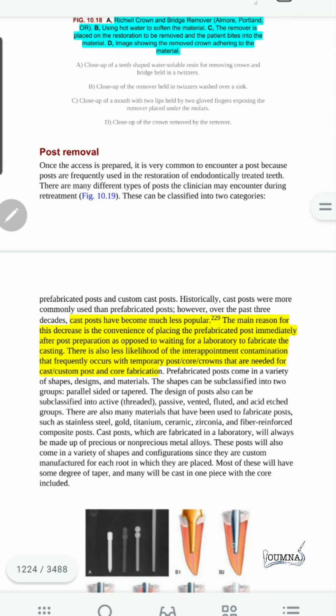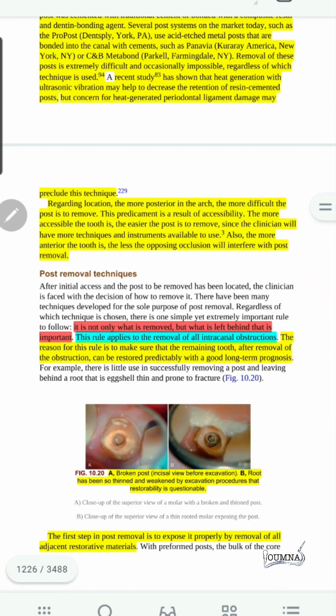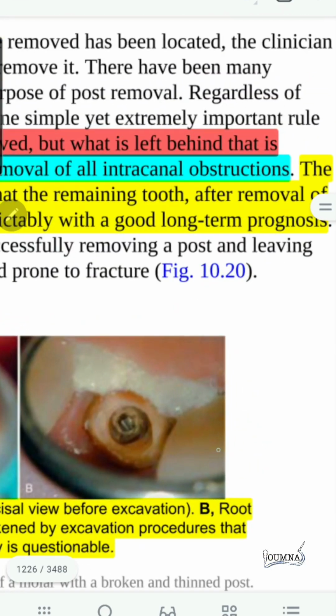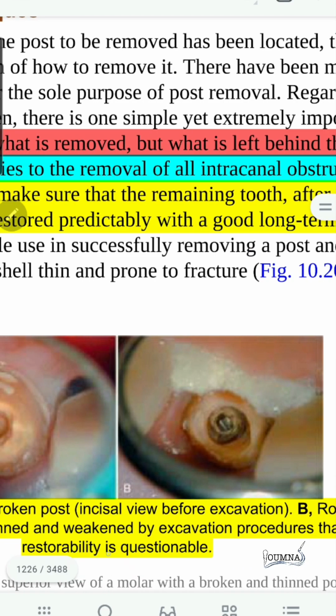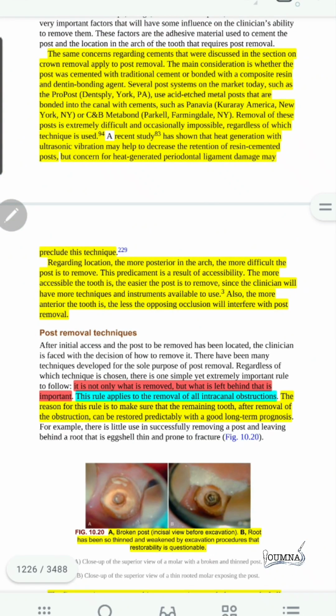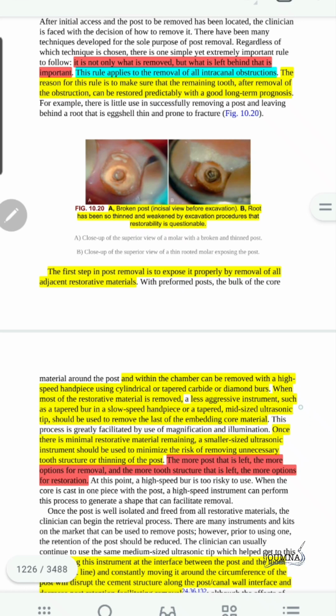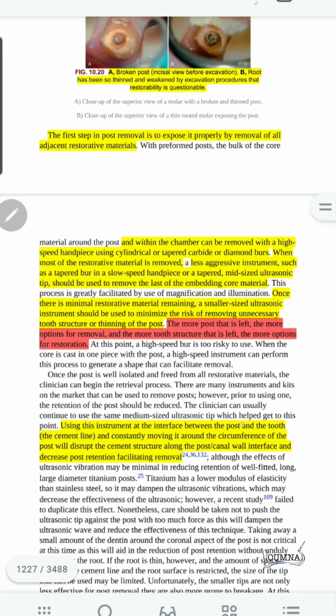Now let's talk about the procedure of removing a post, where the rule says it's not important what is removed, it is important what is left behind. For example, here, when we removed the post, we can see that the tooth has weakened and the restorability of the root is questionable. First, we remove the cement around the post with a high-speed handpiece using cylindrical tapered carbide or diamond burs. Then we use the slow speed ultrasonic tips. We go around the circumference until we break the cement bond, and the post decreases its retention, and we facilitate its removal.